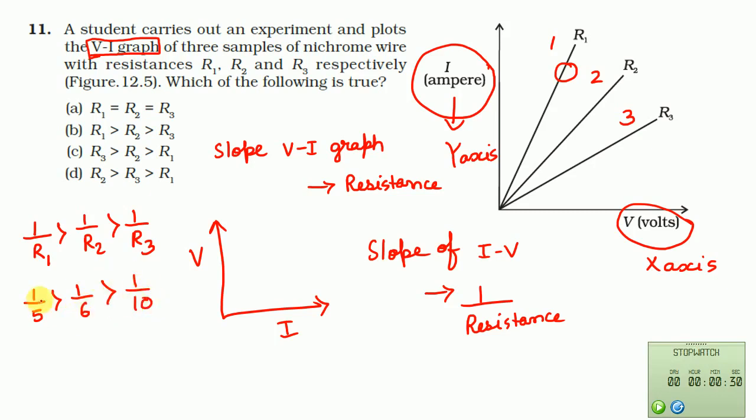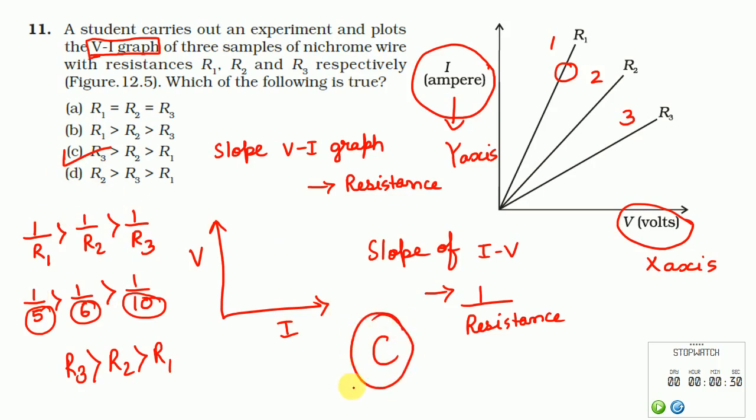This is a bigger number because the numerator is the same in all three cases, 1, 1, 1, and you have the larger denominator. That's why, since 10 is greater than 6, greater than 5, we get R3 greater than R2 greater than R1. So the correct answer is C. Is it clear? There are two concepts involved in this case. Let's move forward.